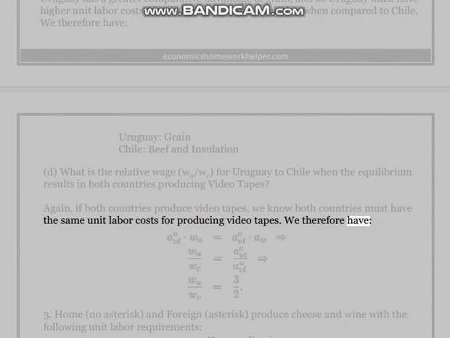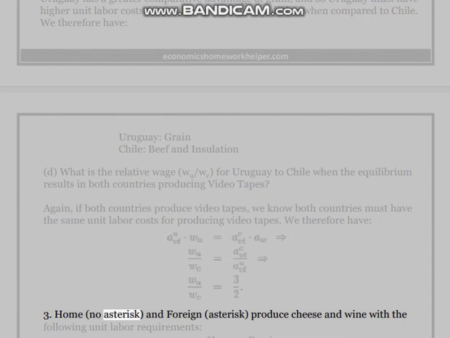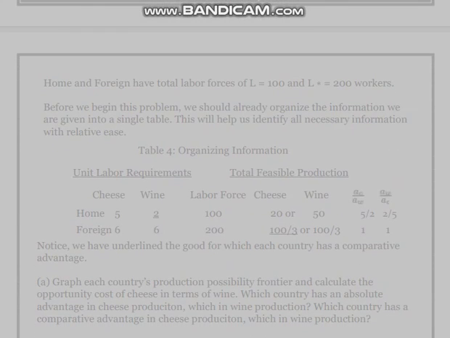We therefore have 3. Home, no asterisk, and foreign, asterisk, produce cheese and wine with the following unit labor requirements: cheese, aLC equals 5 and aLC* equals 6; wine, aLW equals 2 and aLW* equals 6. Home and foreign have total labor forces of L equals 100 and L* equals 200 workers. Before we begin this problem, we should already organize the information we are given into a single table. This will help us identify all necessary information with relative ease.